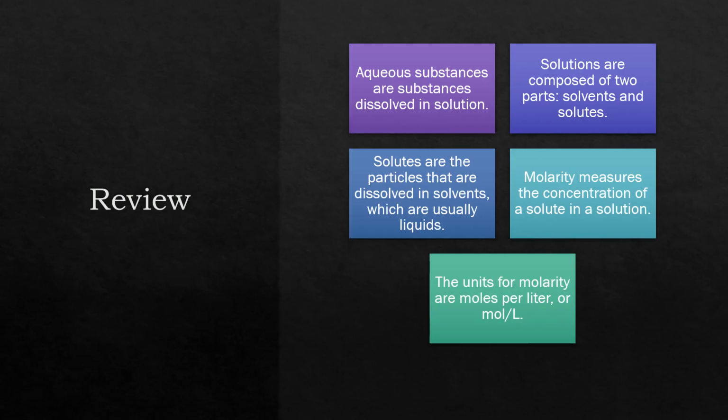Let's take a minute to review. Aqueous substances are substances that are dissolved in a solution. Solutions are composed of a solvent and 1 or more solutes. Solvents are the liquids that dissolve the solutes, which are usually solids, but can be gases or even other liquids. Molarity is a way of measuring the concentration of a solute in solution and uses the units moles of solute per liter of solution. This allows us to convert from liters of solution directly to moles of our dissolved substance.